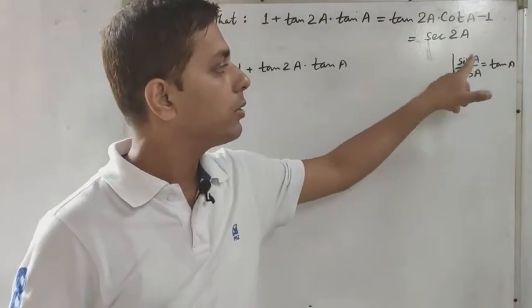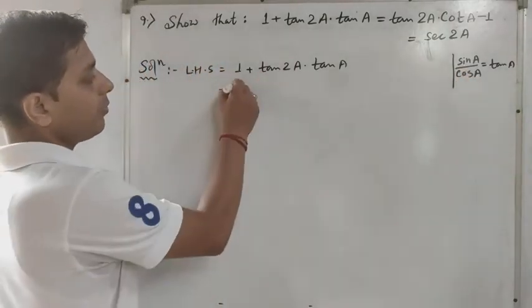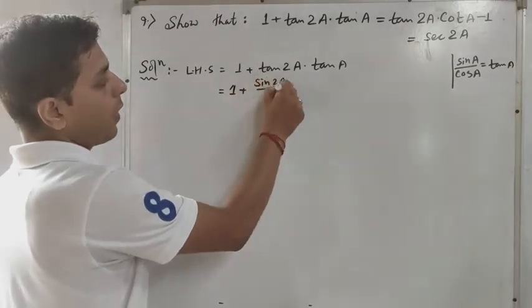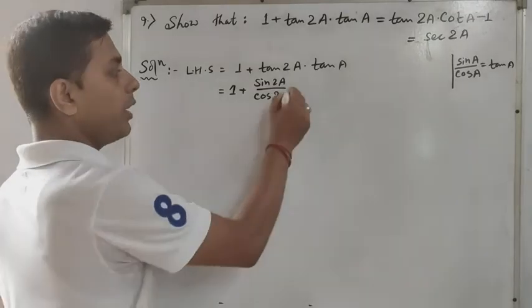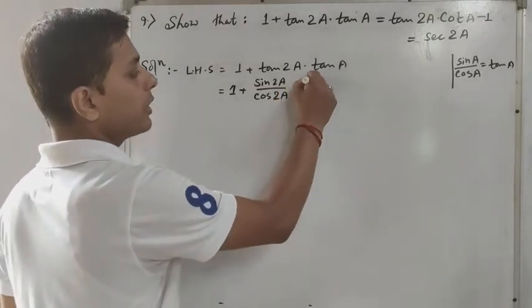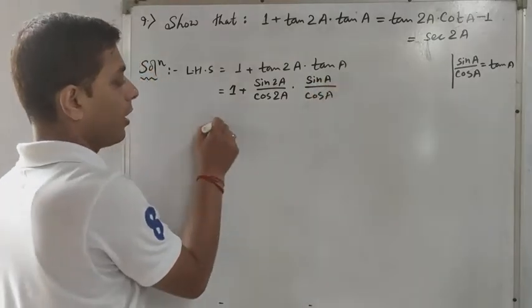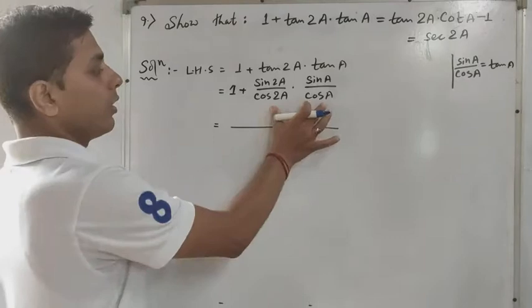That means tan twice a will be sin twice a by cos twice a, plus sin twice a by cos twice a into tan a, which can be written as sin a by cos a. After that we are going to take the LCM.